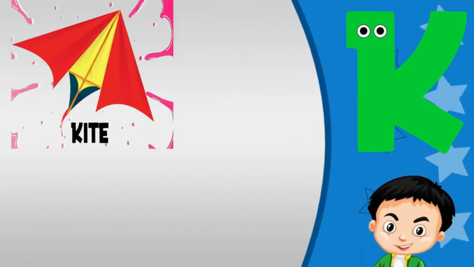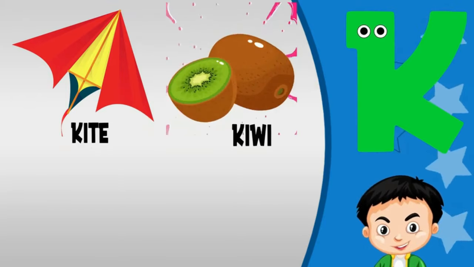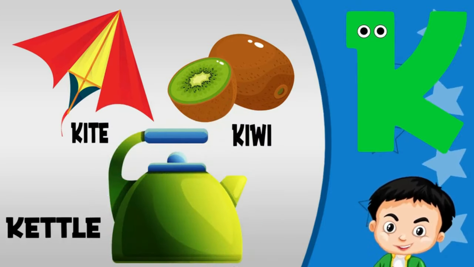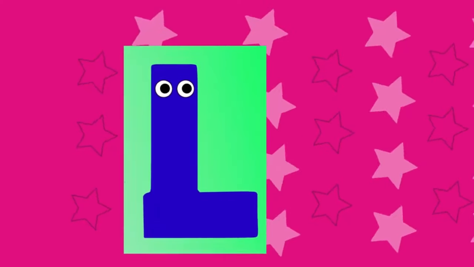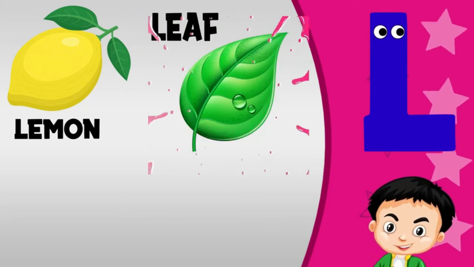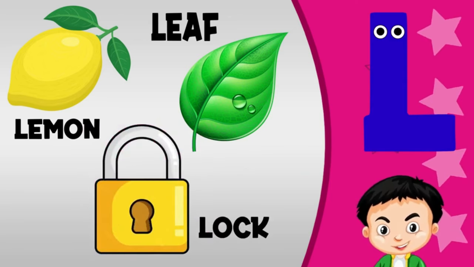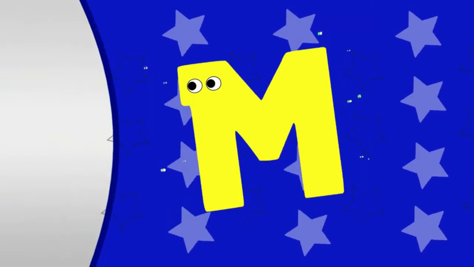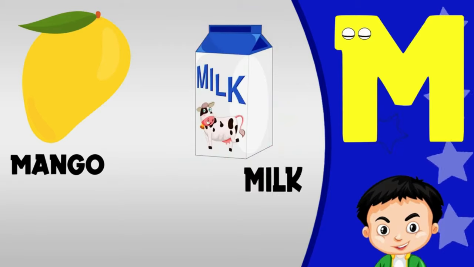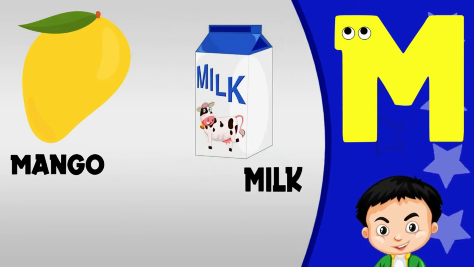K is for kite. K is for kiwi. K is for kettle. L is for lemon. L is for leaf. L is for log. M is for mango. M is for milk. M is for mouse.